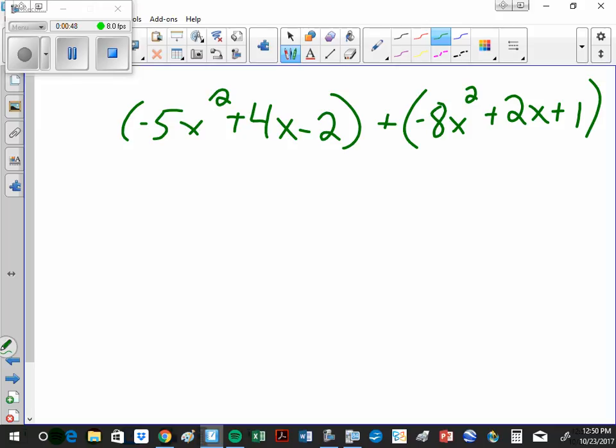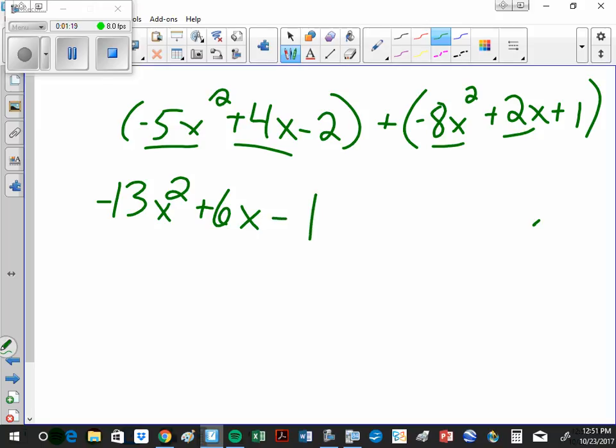How do you add two polynomials together? You just combine like terms. Does x squared have a match? Yeah. What is negative 5x squared and negative 8x squared? Negative 13x squared. Does this x have a match? It combines with the 2x, and I get 6x. And then the constants, negative 2 plus 1, would be minus 1. Easy enough, right?